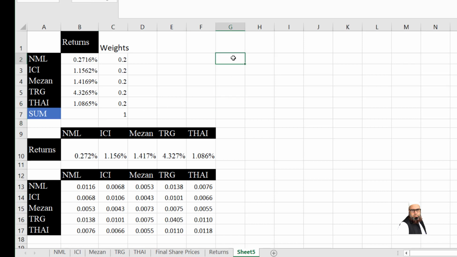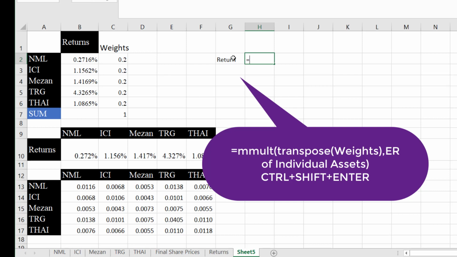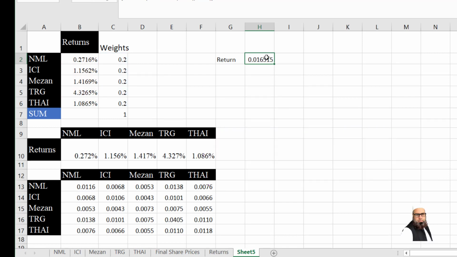Now I will compute return on the portfolio. Return is equal to MMULT, that is the multiply function, then transpose, and after transpose I will select weight of all securities, bracket close, comma, and expected return of all securities, bracket close, and then I will press Ctrl Shift and Enter, and here is the return on the portfolio based on equal weights.